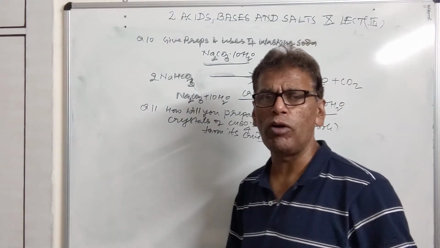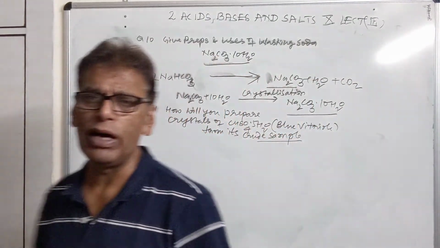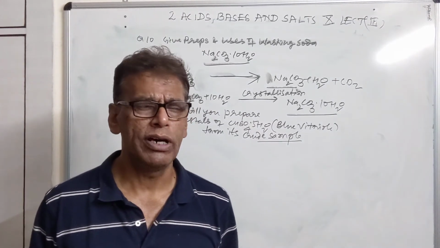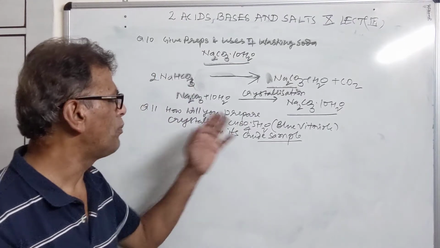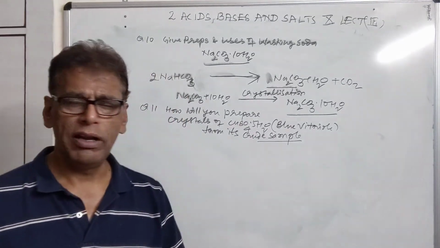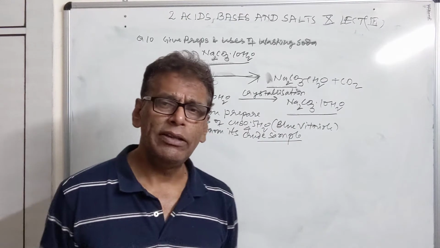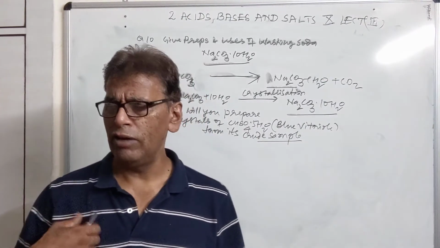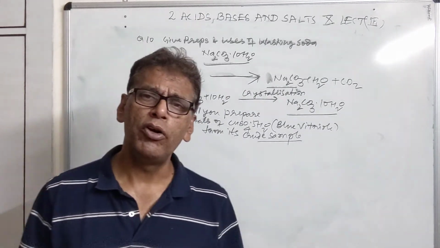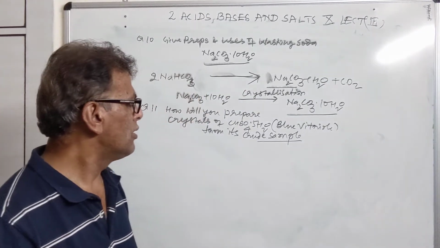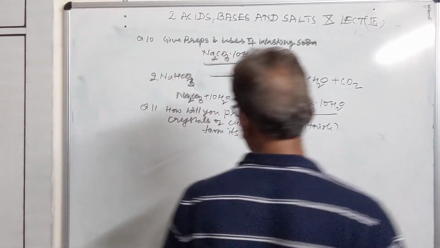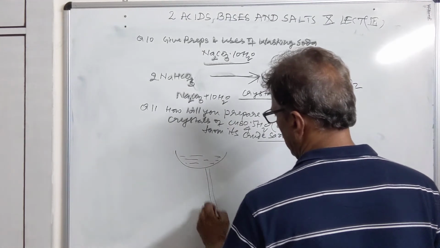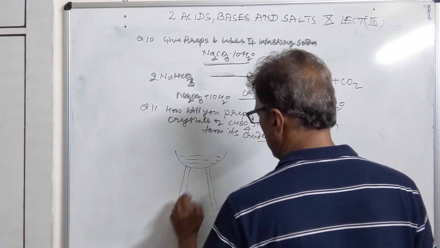The crude sample of copper sulfate is mixed with water, and 1 or 2 drops of sulfuric acid are also added to this solution to prevent the hydrolysis of copper ion into copper hydroxide. We will not get a precipitate in that case. This solution is shaken well with a glass rod, and after some time the insoluble impurities are removed through filtration. The filtrate is taken in a china dish, and this china dish is heated on a tripod by a burner.